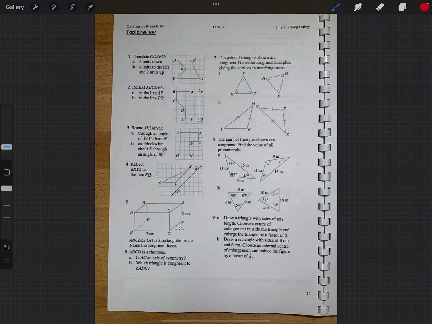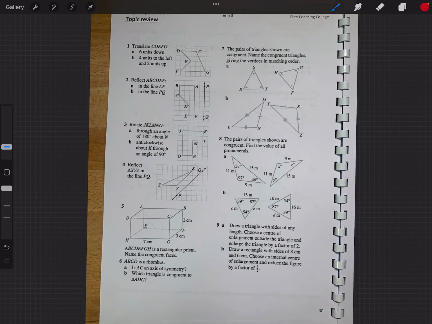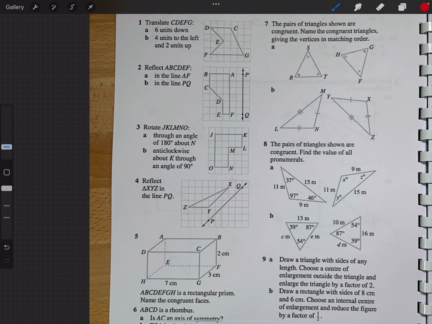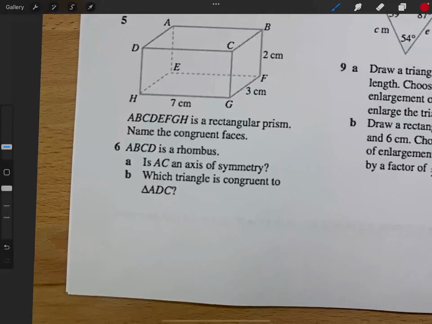On page 30 we have the topic review and we're going to go through the questions now. Question 1 to 4 just ask if you understand how to do the three types of transformation: translation, reflection and rotation. I'm going to skip those and go to question 5.